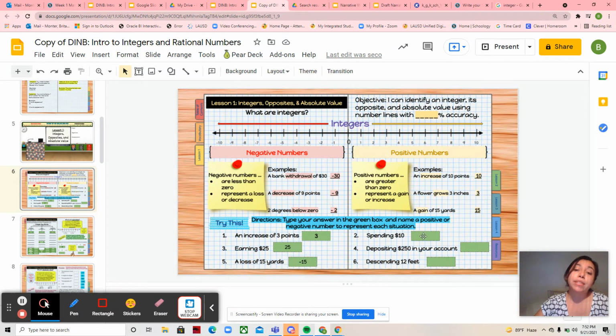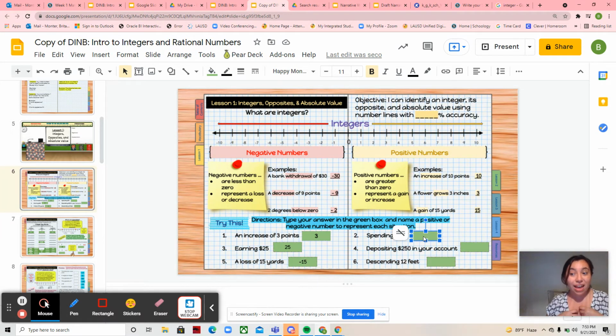So when we're talking about spending $10, if I make money, I want to keep that money. But then I'm spending it away, that's negative 10 there. Now, if I'm depositing $250, I got $250 as my paycheck, then I'm putting it into my bank account. So that means I'm adding plus 250. Okay? That's a positive number. So with positives, we don't need to put that extra plus sign. We know you're adding it.